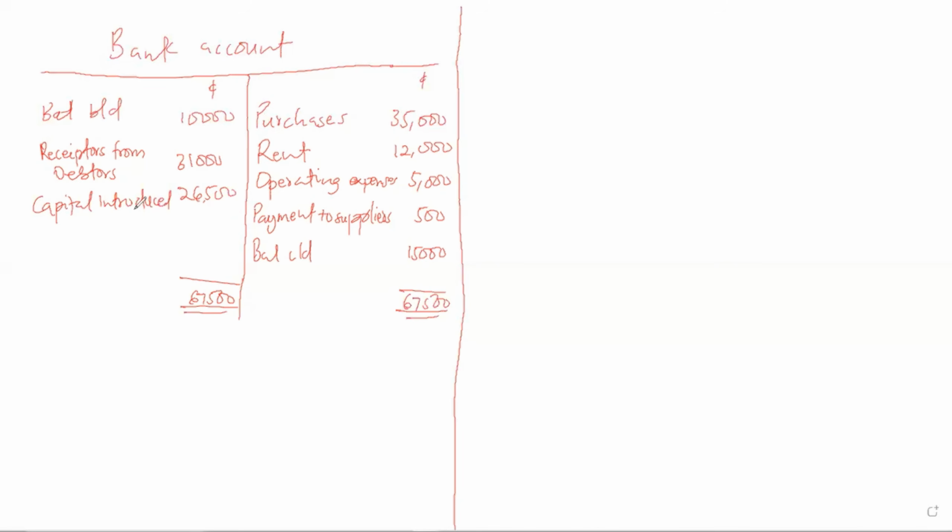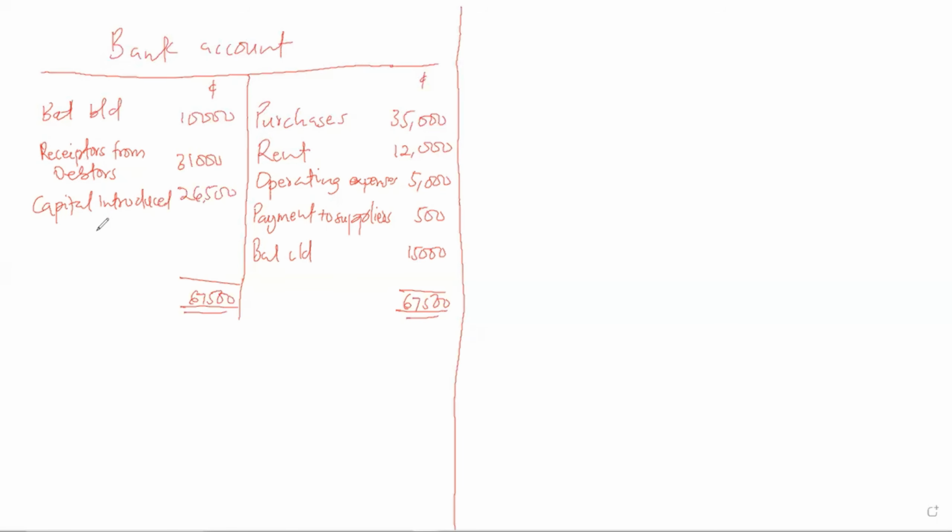Because you already have receipt from debtors here, we don't say again receipt from debtors, or balance carried down, but then we see capital introduced. But if there was no receipt from debtors here, then we could say receipt from debtors. But then we already have that there. So we say this is capital introduced. That is how it is.